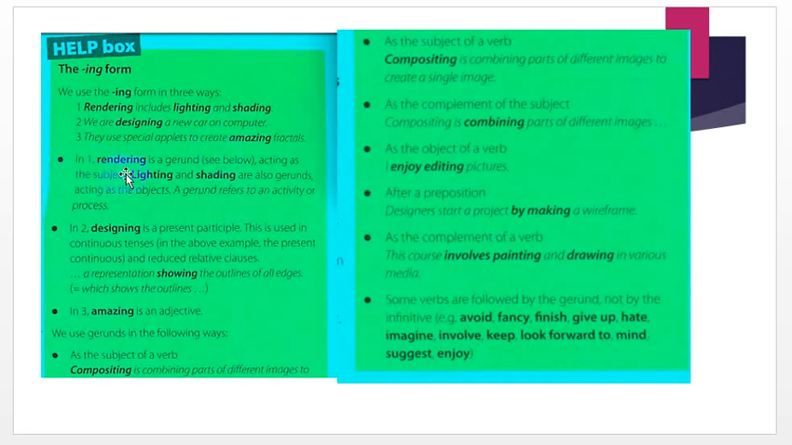Okay, in one, rendering is a gerund, see below, acting as a subject. Lighting and shading are also gerunds. Here is the explanation. Acting as the object, a gerund refers to an activity or process. What does a gerund refer to? An activity or process. In 2, designing is a present participle.